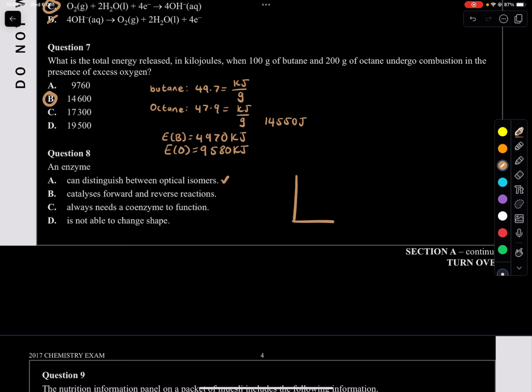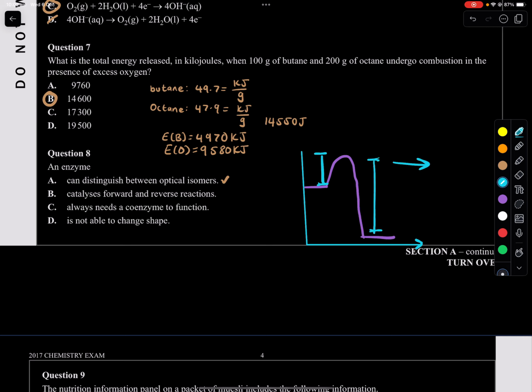Remember, if you just draw an energy profile diagram, for example, what can we see? So we draw it like this and it goes like this. Now an enzyme is going to decrease the activation energy, so when it catalyzes, it catalyzes the forward reaction, which is going forwards, but it can also catalyze the backwards reaction if we go this way. So A and B are possibly right in that one.